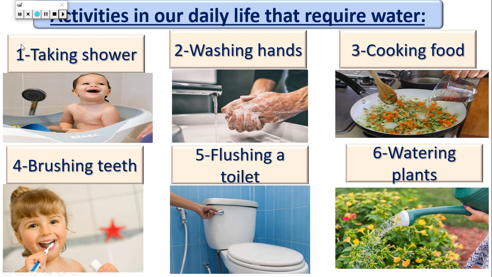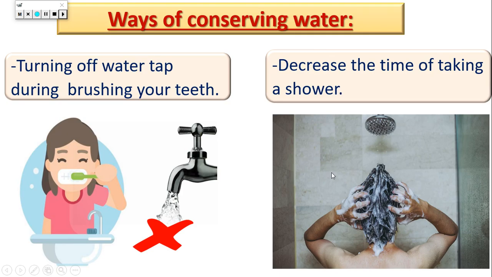Yes, this part, activities in our daily life that require water. Taking a shower, washing hands, cooking food, brushing teeth, flushing a toilet, watering a plant. Ways to conserve water we took before. Two ways to conserve water are building dams and changing the irrigation of the crops, and also turning off the tap while brushing your teeth or taking a quick shower.